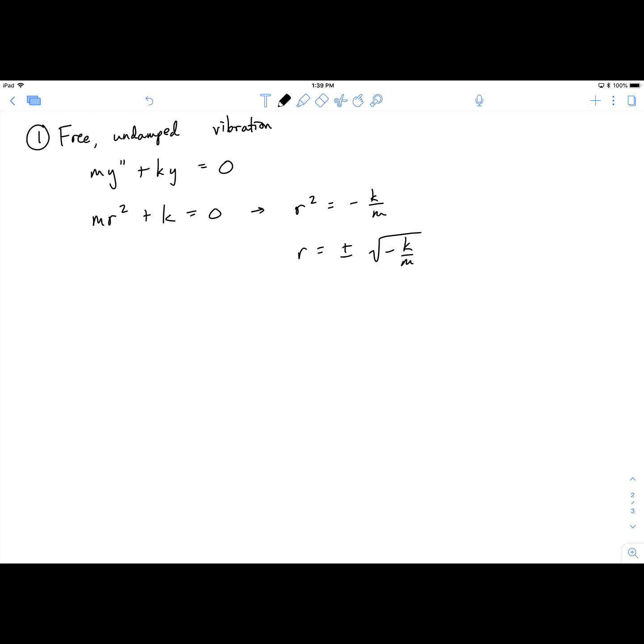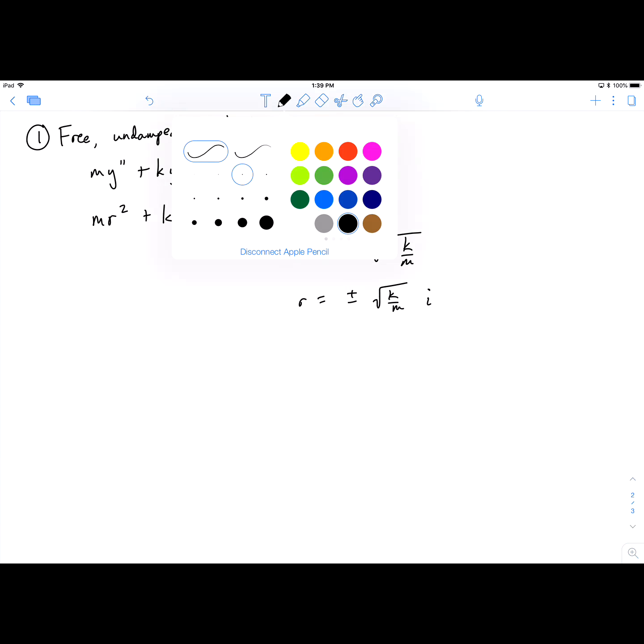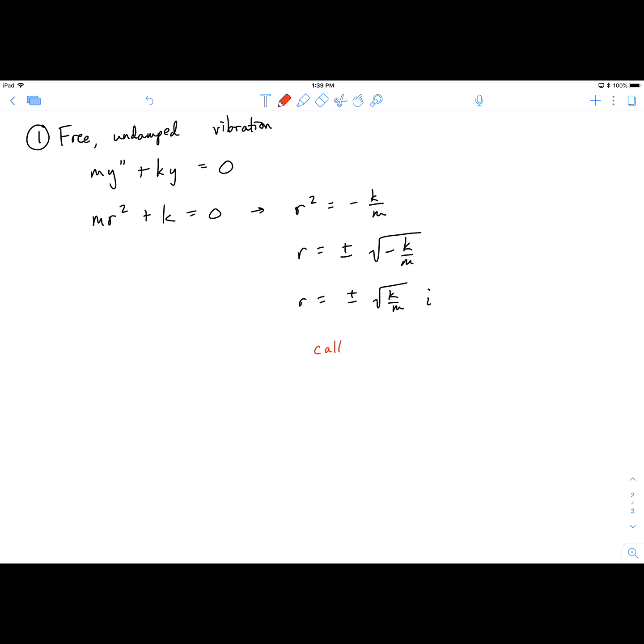Now since k and m are both positive values, this leads to a complex solution. So we would say r equals 0 plus or minus the square root of k over m times i. And to make things simpler, rather than carrying that square root of k over m around in all of the formulas, we're going to call that omega. And this omega, as you'll see in a minute, is going to be related to the frequency. It's called the angular frequency of this vibration, and so it'll control how fast this thing oscillates.